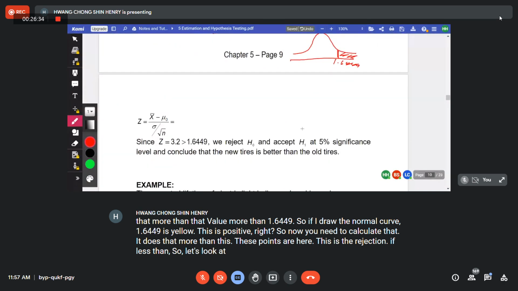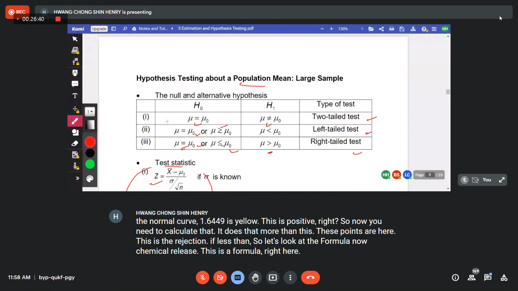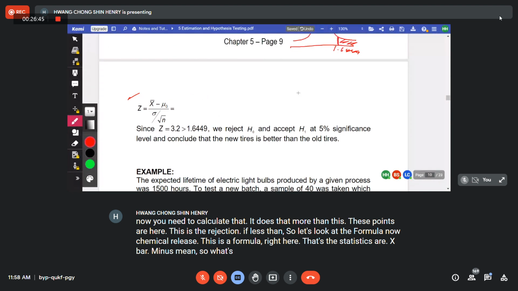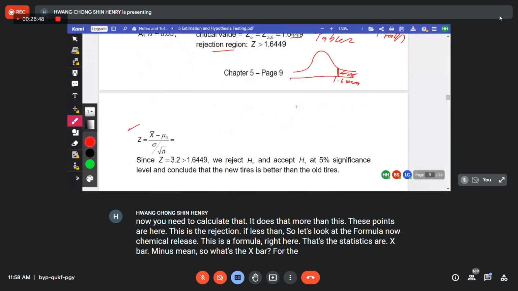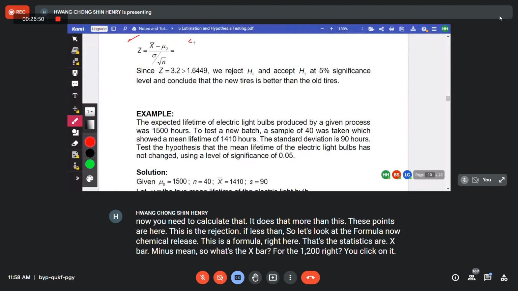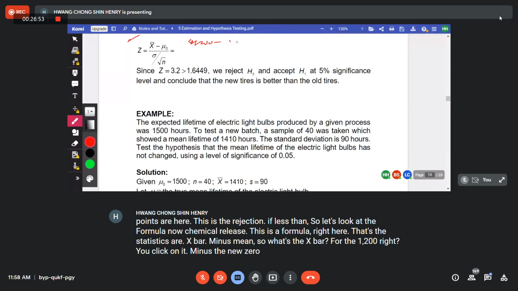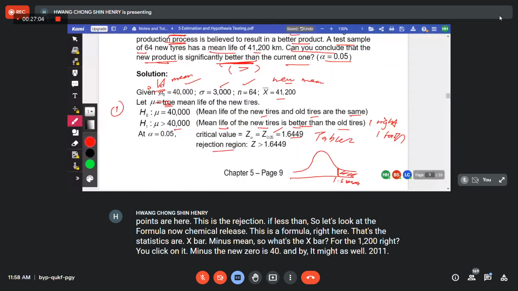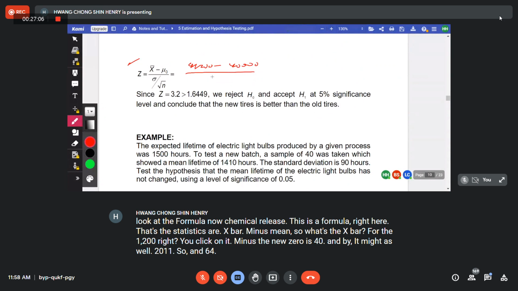So let's look at the formula now. Can we calculate this? This is the formula, right? The test statistic is X bar minus mu. So what's the X bar? 41,200, right? Everyone, quickly calculate. Minus the mu 0, which is 40,000, divided by sigma, which is 3000, divided by square root of n, 64. So with the calculator, you get 3.2, right?